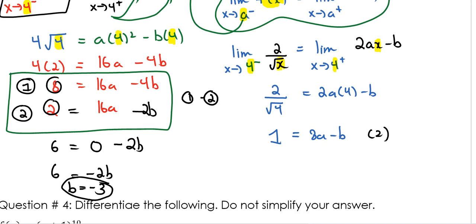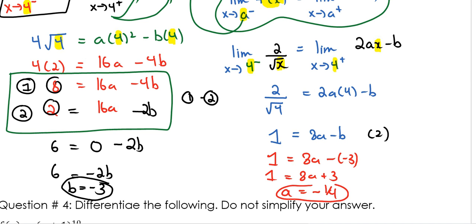And then once you have b equals negative 3, you can substitute that back into one of your equations. So I will use this equation over here. This is 8a minus negative 3. This is 1 equals 8a plus 3. And if you solve this, a should equal negative 1/4. Okay. All right, so there are your values. a equals negative 1/4 and b equals negative 3.